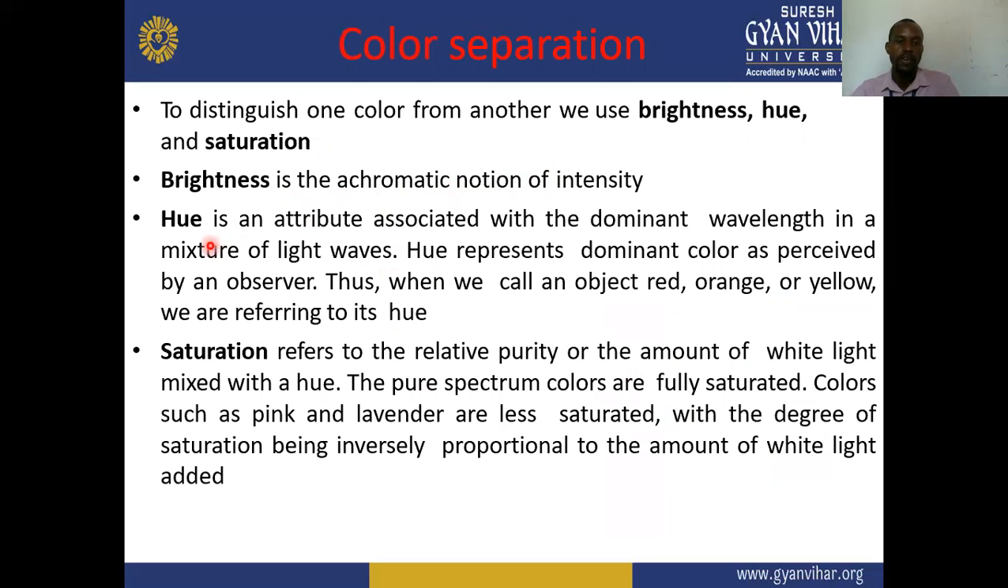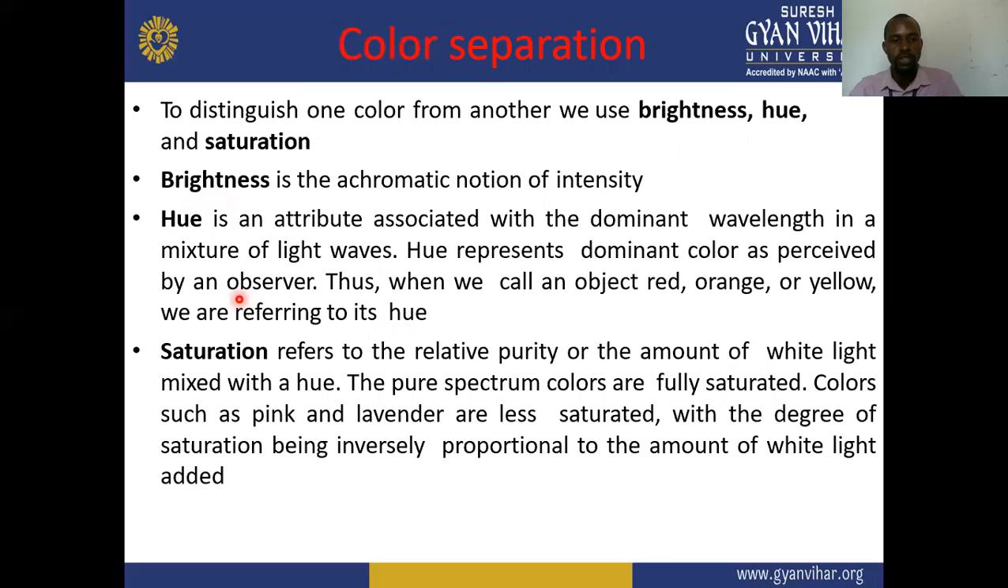Then we have hue. Hue is an attribute that is associated with the dominant wavelength of the light wave. We can represent hue as it is perceived by an observer, that is what is observed by somebody as red or orange or yellow. That is why people will view an object differently: one will see an object as pink, another will view it as maroon, and another will view it as violet. That is referred to as hue.